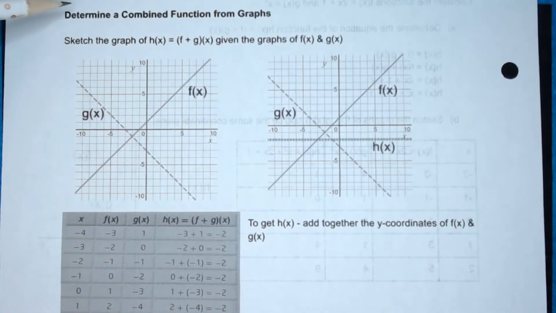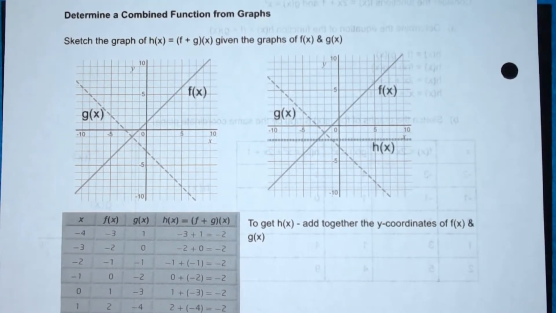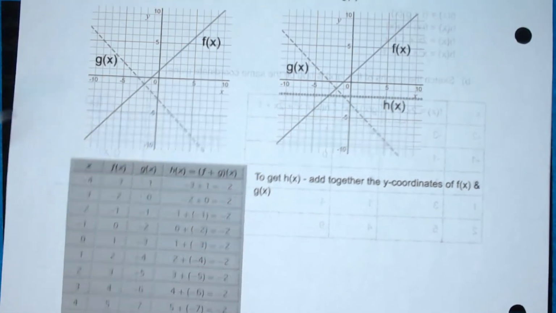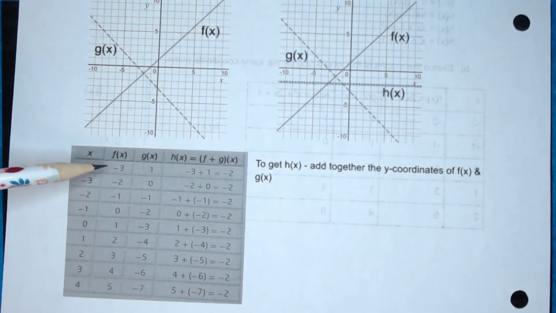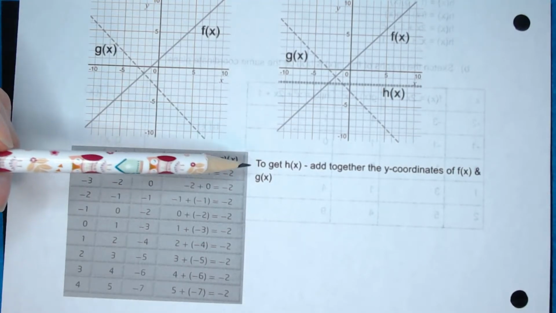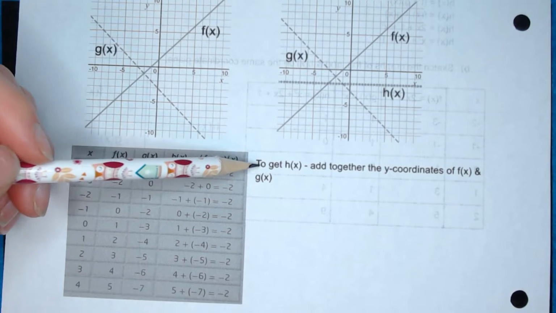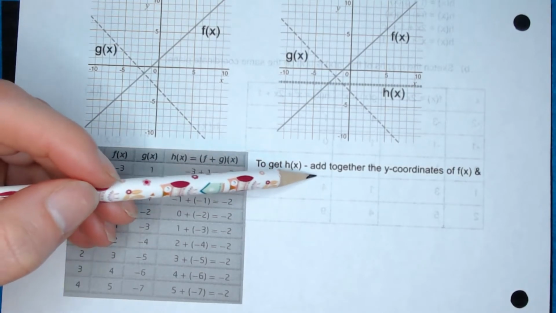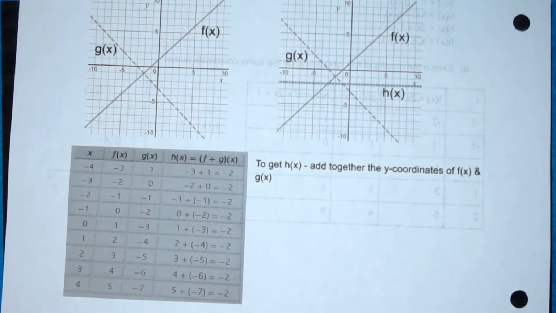The next type of problem you could have is being provided a graph of g of x and f of x and being asked to produce the graph of h of x. If that happens, you can do it one of two ways. You can either create a table of values and plot out all the lines from those values. The other thing you can do: the x values will stay the same, and then to get h of x, all you have to do is add together the y coordinates from f of x and g of x.